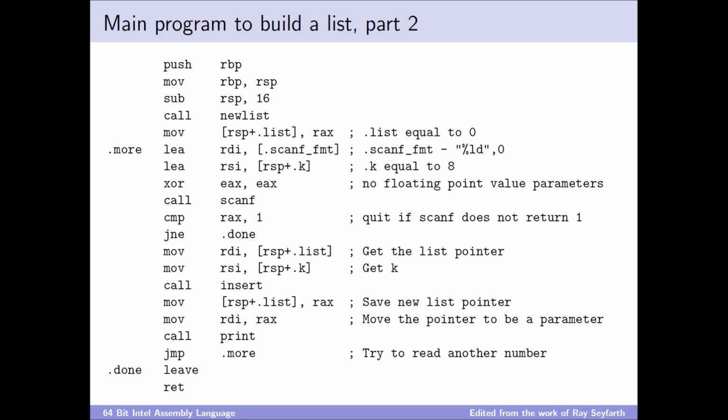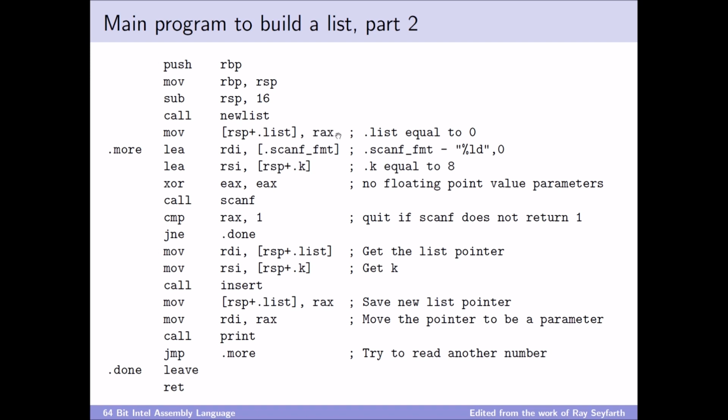So we've set up our stack frame, we've given ourselves a little bit of space in the stack to store those two values. I'm going to now call my new list function, and this will again return to me the pointer to the list or the first item of the list. Now, if you remember from slightly earlier in the lecture, all this is actually doing is returning to us the null value to start with.